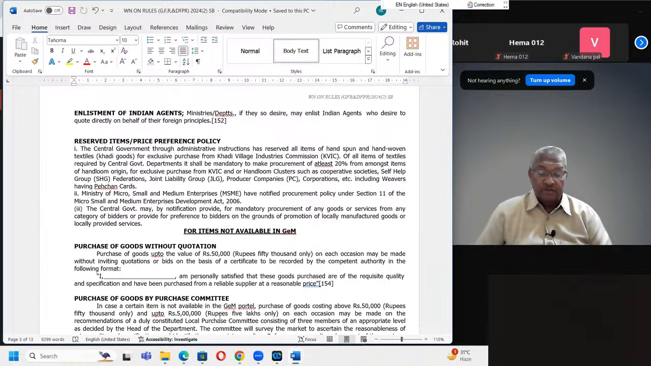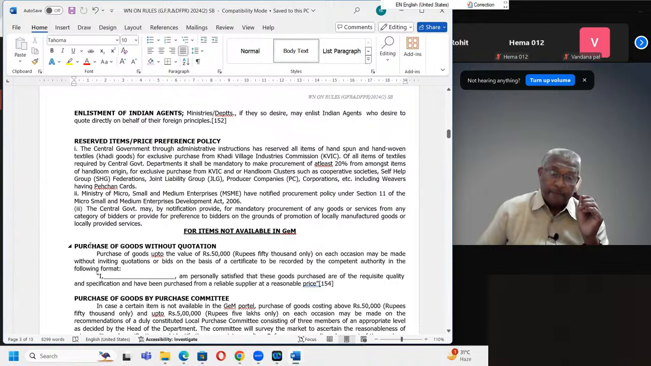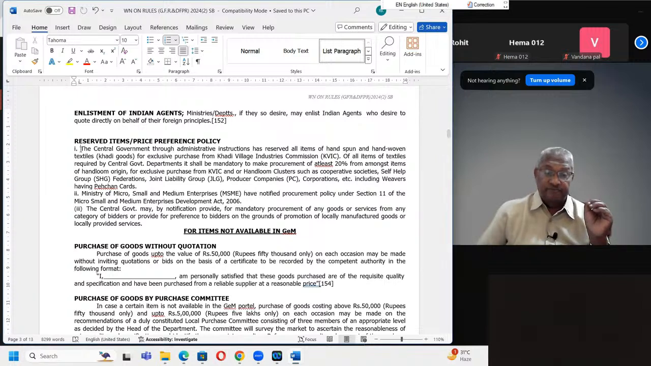Reserved items, price preference policy. कुछ आइटम्स को एनकरेज करने के लिए गवर्नमेंट ऑफ इंडिया हैज इश्यूड सर्टेन ऑर्डर्स, इन्हीं से कुछ खरीदे जाए. सपोज यू वांट टू परचेस खादी आइटम्स, hand woven items. तो उसको खादी एंड विलेज इंडस्ट्रीज कमीशन से खादी लेना है. 20% of such purchase should be from खादी.